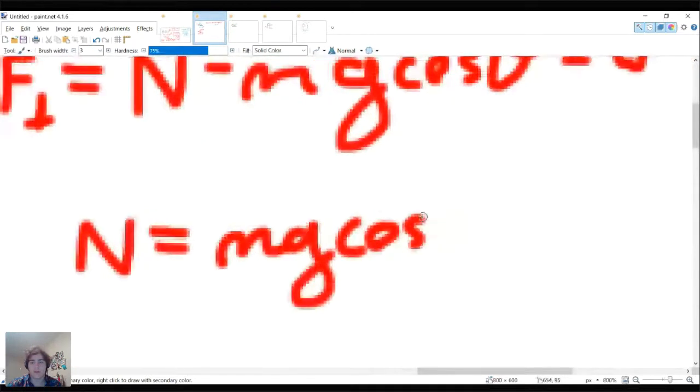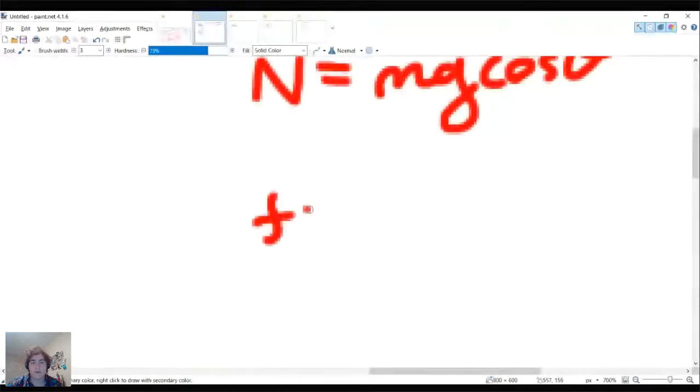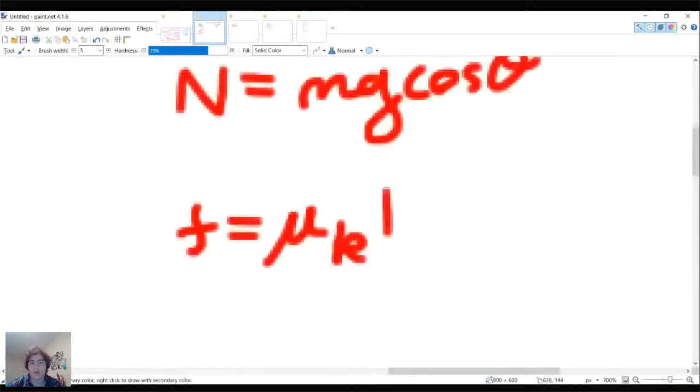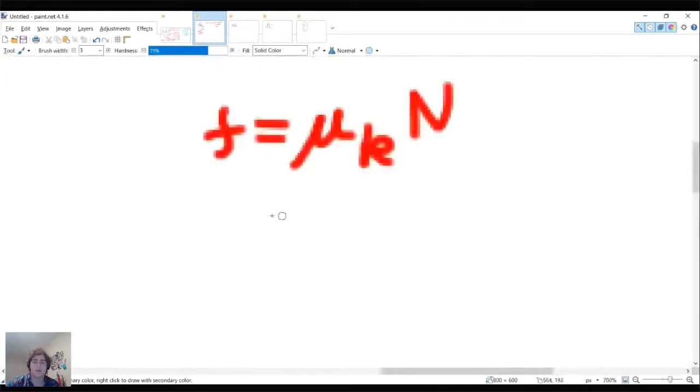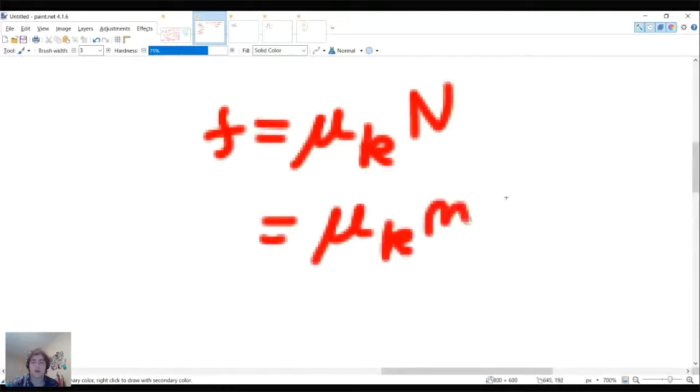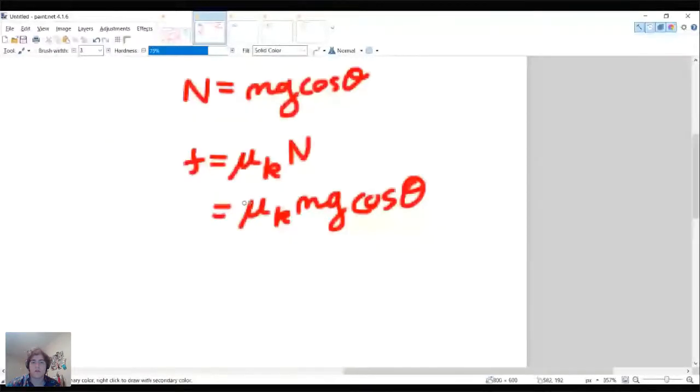And from there, we can solve for the friction force, right? You should remember that the kinetic friction force is mu k times N, the coefficient of kinetic friction times the normal force. So the friction force is mu k mg cosine theta. And that's the first formula that we're deriving.